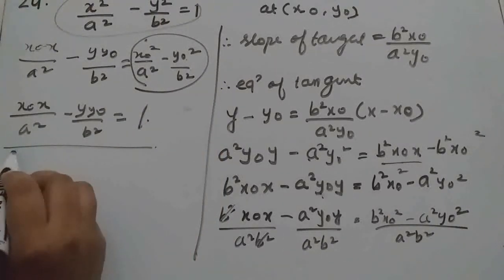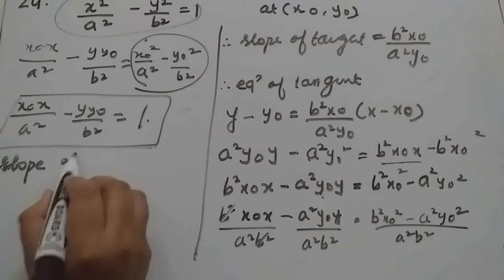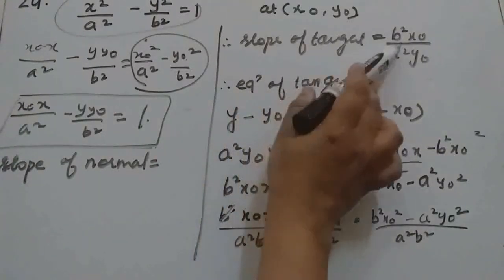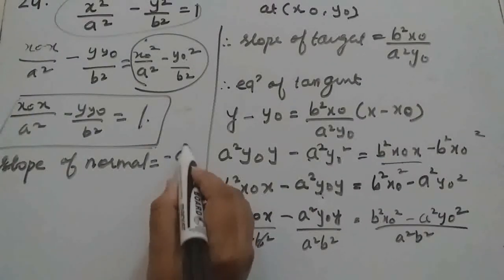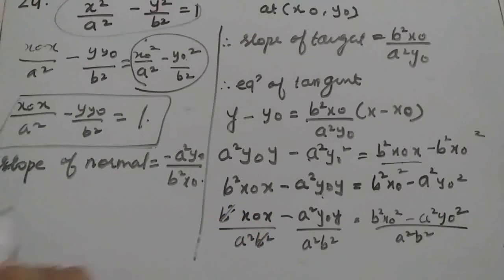Similarly you can find the equation of normal. So the slope of normal we should find first. The slope of tangent is this, so the slope of normal will be minus a square y0 by b square x0. So now using the same equation, that is y minus y1 equals m into x minus x1, you can find the equation of normal also.